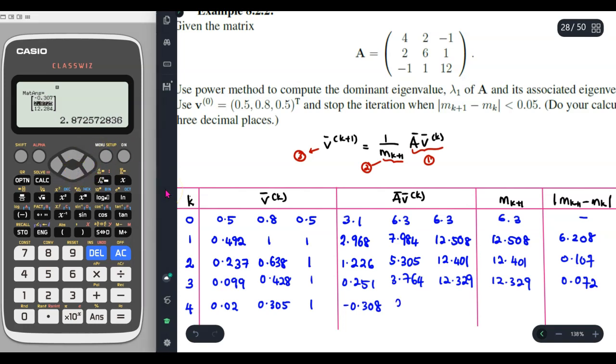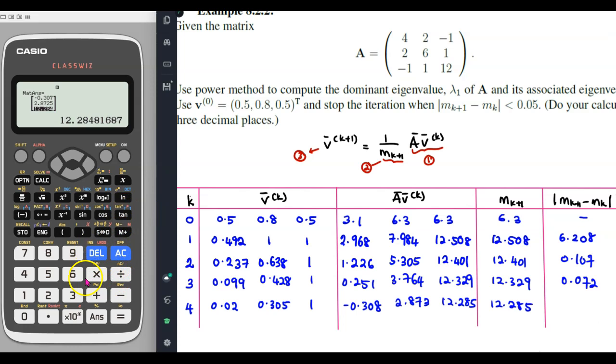Okay, and then you have 2.873, and then 12.285 somehow. Okay, so now your current mk plus 1, the largest absolute value out of these three elements here is 12.285, and then you can compute the absolute value of the difference between two consecutive m.